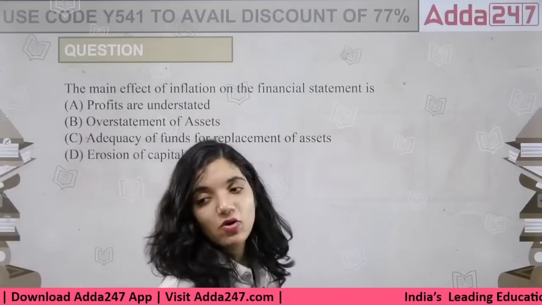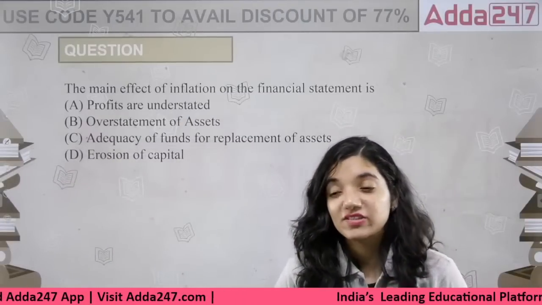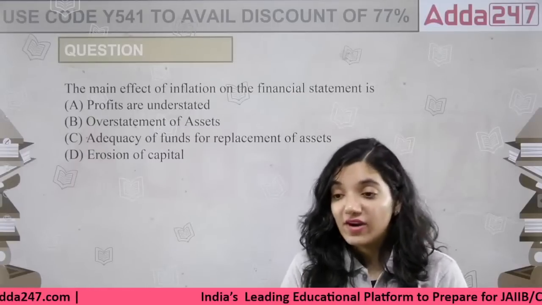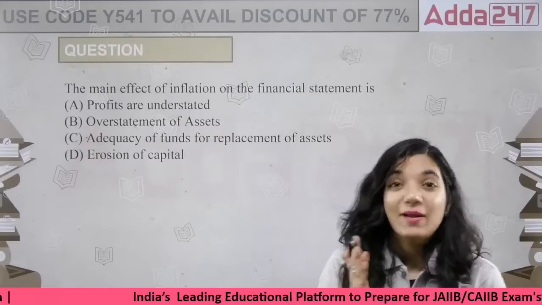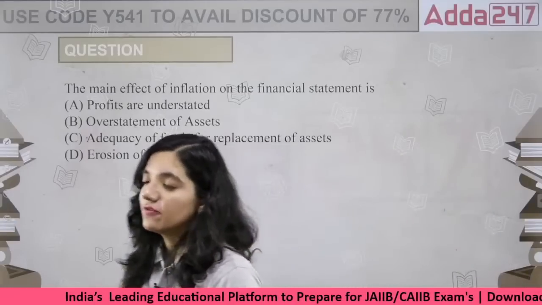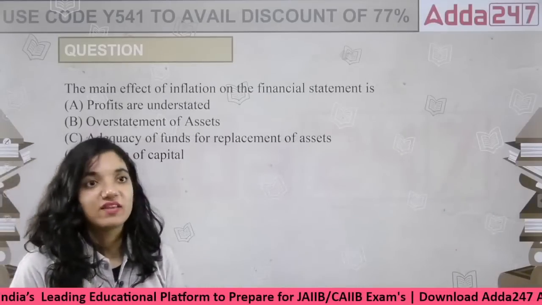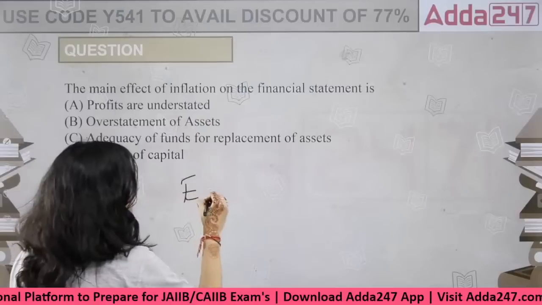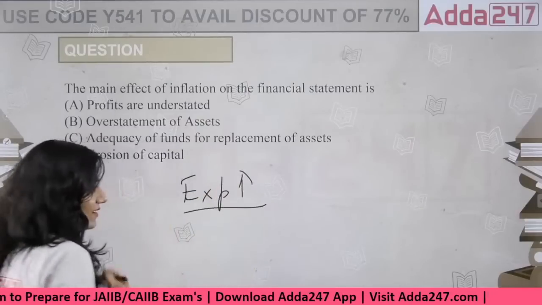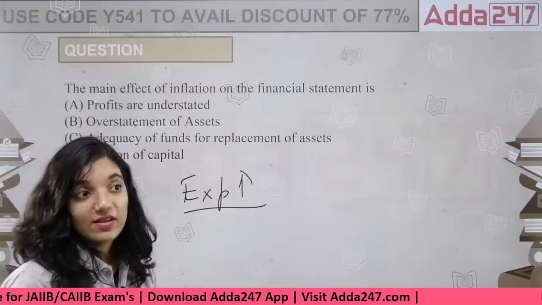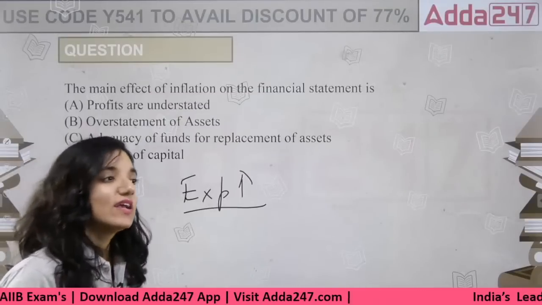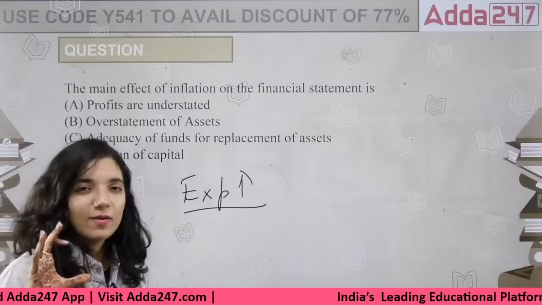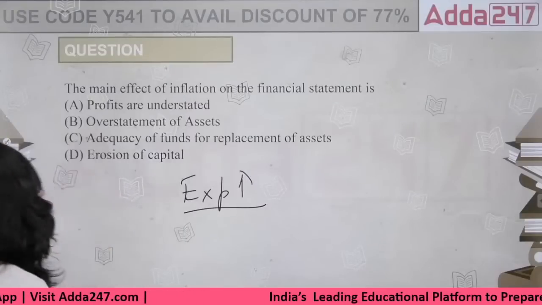Moving on to the next question. The main effect of inflation on the financial statements is, what is the main effect of inflation? Profits are understated, overstatement of assets, adequacy of funds for replacement of assets, or erosion of capital. Because of inflation, there would be a crunch, because obviously we are spending more on purchasing those items. The expenses are going to increase, and we are losing our capital, because we have to spend more to get income. That means our profits are going to shrink further.